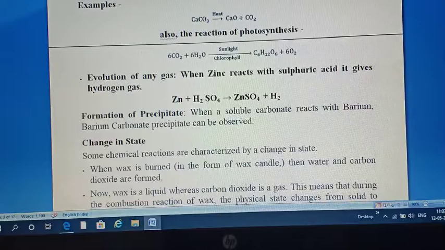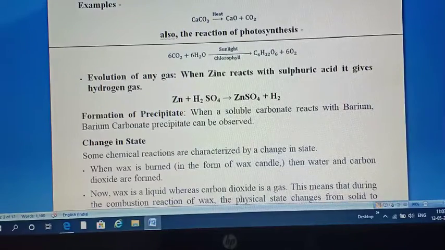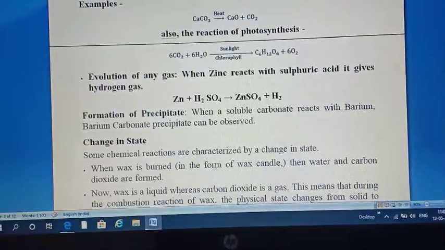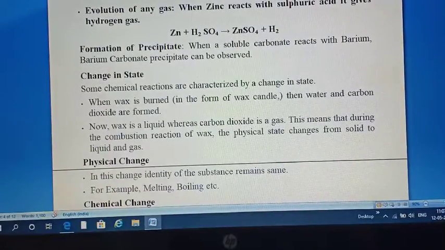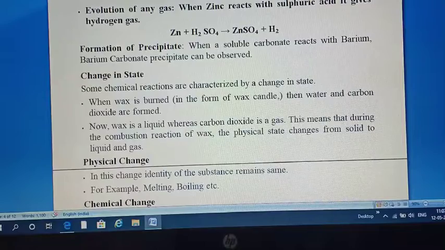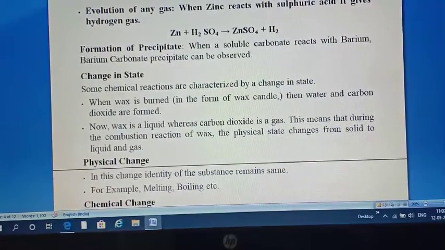Now the change in state. Some chemical reactions are characterized by a change in state. For example, when wax is burned, water and carbon dioxide are formed. Here you can see wax is in solid form. When it is converted, it forms liquid water as well as carbon dioxide, which is a gas. Here the change of state occurs, so we consider it a chemical reaction.